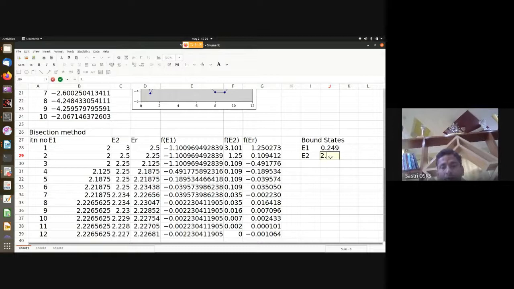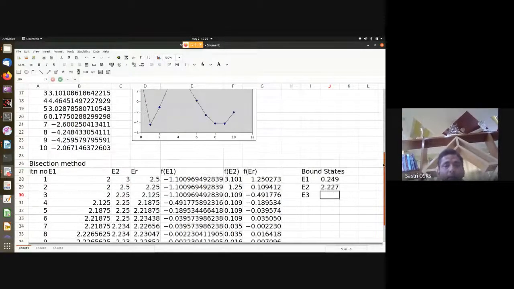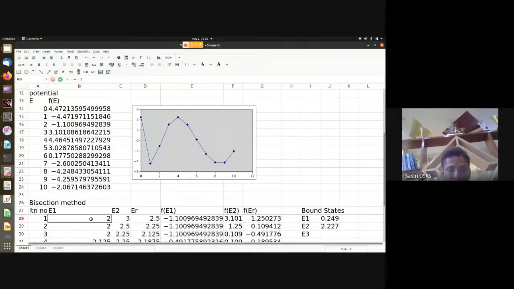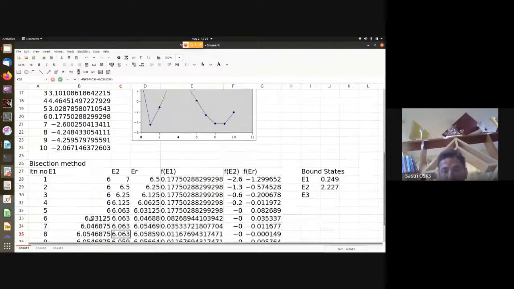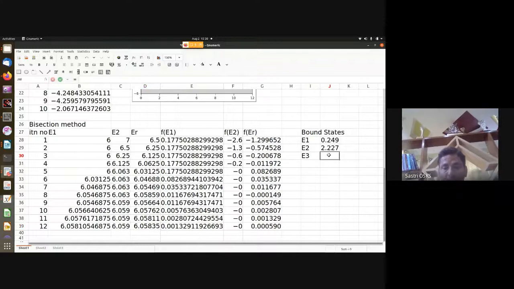Okay, so 2.227, and E3 will be, and remember that this is only one part of the solution. Okay, E3 will be between 6 and 7. So you make this 6 and you make this 7, and so 6.058. Okay, 6.05. So these are the 3 values.